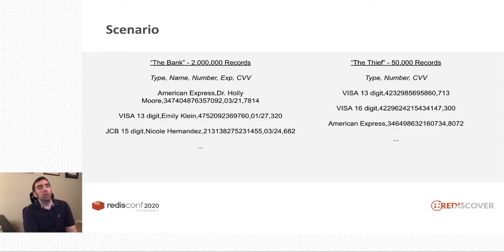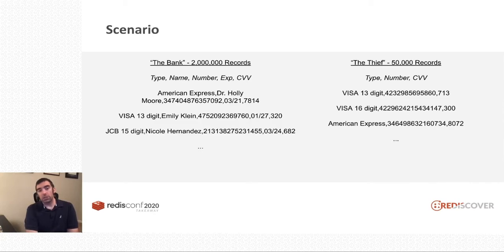So what we do is we generate 2 million records, and we say they belong to the bank. Very simple schema. We have the type of credit card, a fake name, the credit card number itself, an expiration date, and a CVV code. And then we generate some cards that belong to the thief. In this situation, the thief steals 50,000 records, and they have a much smaller footprint in headers, where they only have the credit card type, the credit card number, and the CVV.